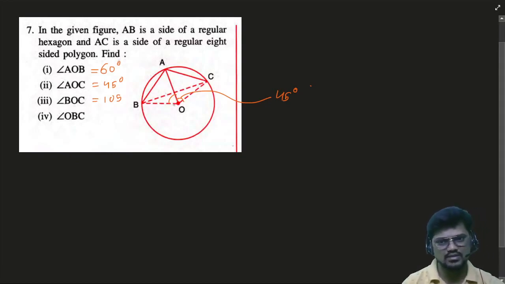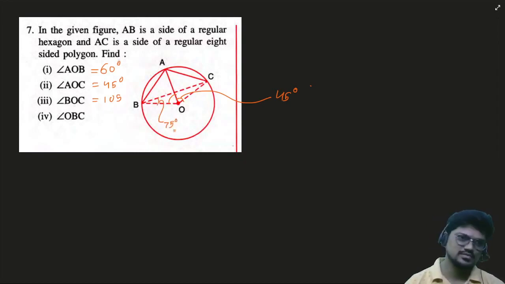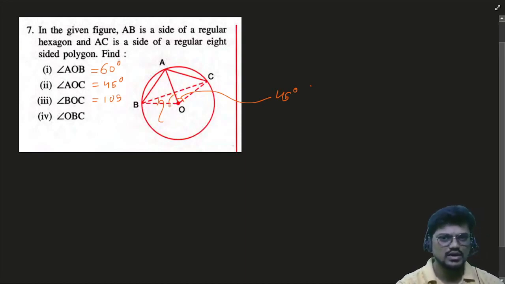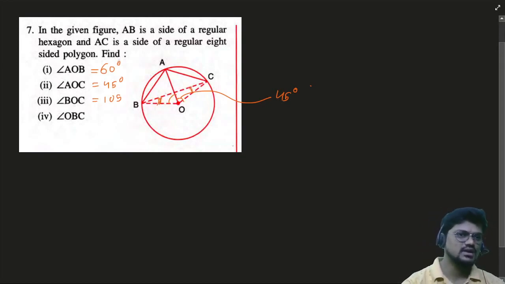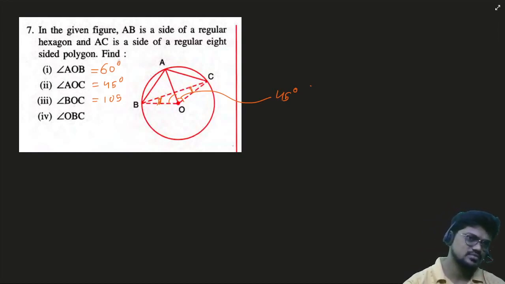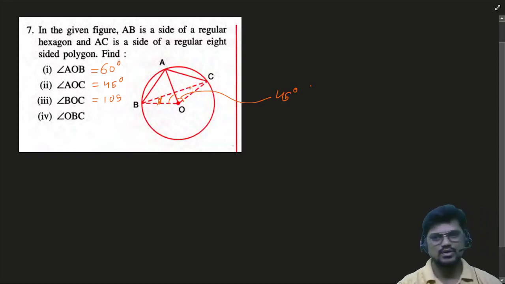So what do you think, this angle will be 75? Yes or no? Sir, I don't know, but yes. No, it's not. See, if you do 180 minus this 105, these two angles will be remaining, this angle and this angle. So it has to be divided by 2. That's 75 divided by 2. What do you get? 37.5. Exactly.